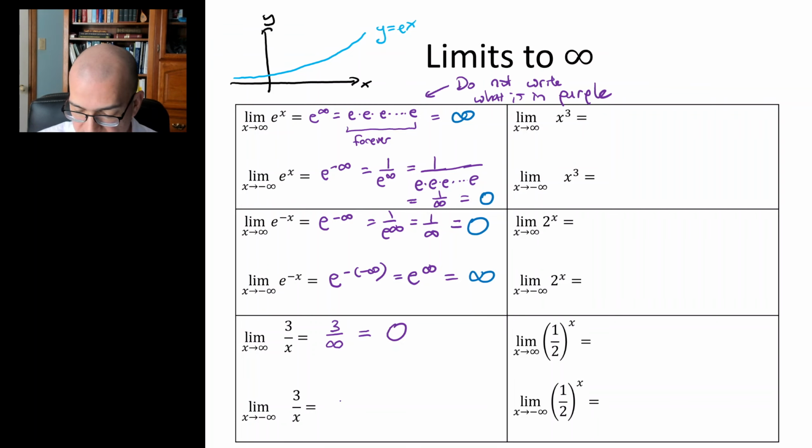How about 3 over minus infinity? Well, we know our rule of fractions. If we have a negative sign on the bottom, we can move that up top. So minus 3 over infinity, that's negative 1 times 3 over infinity, which is negative 1 times 0, which is 0.